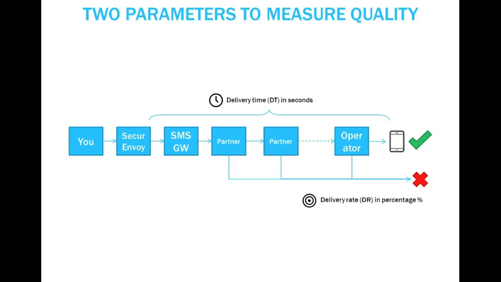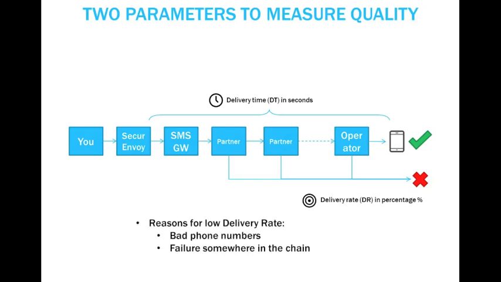And there are two main parameters we measure to indicate the quality of a message. First is delivery time, from when the message is delivered to the gateway all the way to when the message is delivered on your phone. We measure that in seconds. And we have delivery rate, which is the amount of messages that fail to be delivered at all.